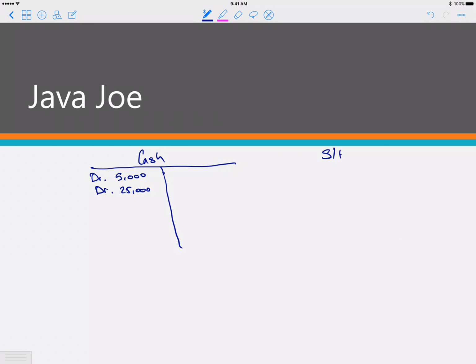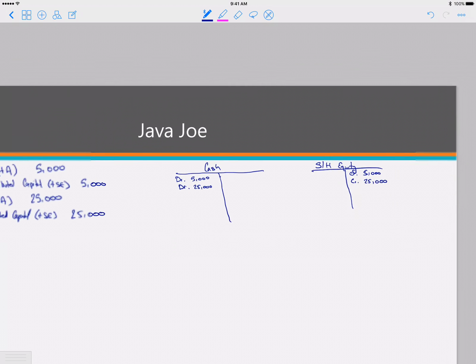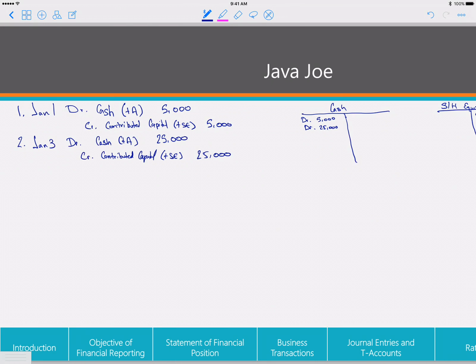We also have our shareholders' equity. So why don't you try writing this out in your T account? Remember, it is a credit of $5,000 and a credit of $25,000. So let's take a look back at our entries.